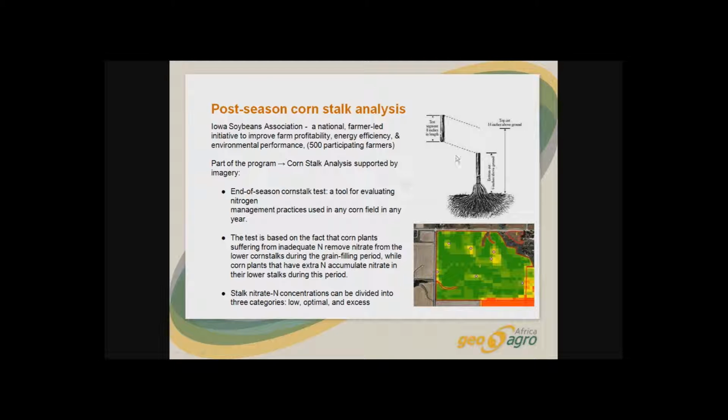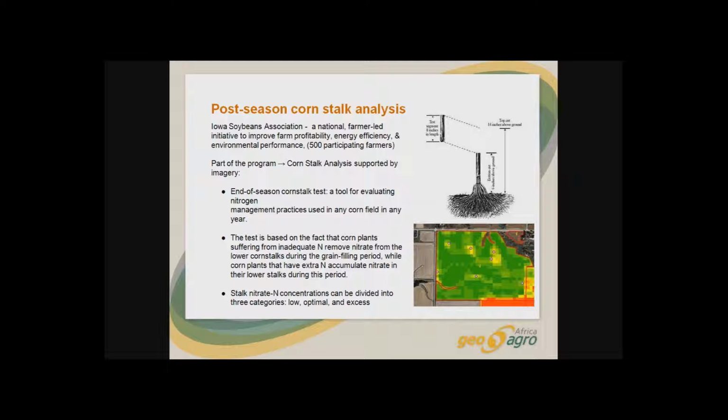So they wanted to determine how much they were optimizing the use of nitrogen, and they had a method called the cornstalk test. It's a tool for evaluating nitrogen management. It's based on the fact that corn plants suffering from inadequate nitrogen remove nitrogen from the lower cornstalks, and if you have excess nitrogen, you will have more accumulated nitrate. So basically they have standardized tests from a certain distance from the field. They take a cornstalk 8 inches in length, and then they analyze it and determine the nitrogen content.